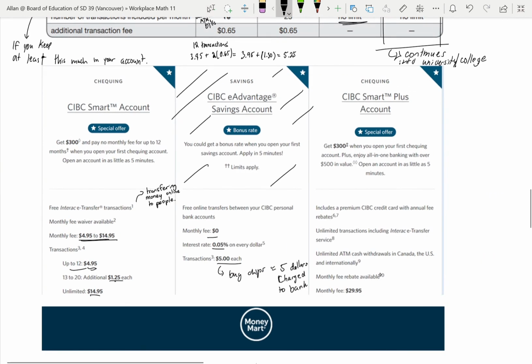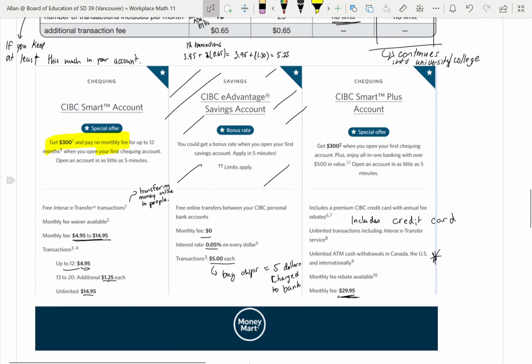Next up, there is the Smart account. It's twice as much. It's $30, but it allows unlimited ATM cash withdrawals in the US, Canada, and internationally, so you can go to any bank basically and take money out. It allows the same e-transfer service, and then it gives a premium credit card with an annual fee rebate. So this one includes credit card. And then finally, for both of these, there's a little special offer currently going on where you get $300 and pay no monthly fees for a full year. And it's an incentive for getting you to sign up.